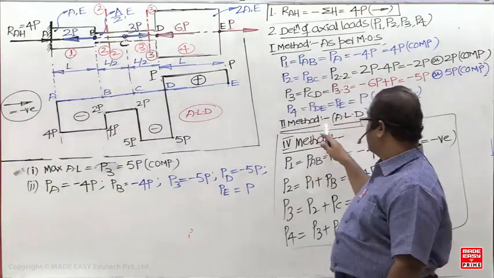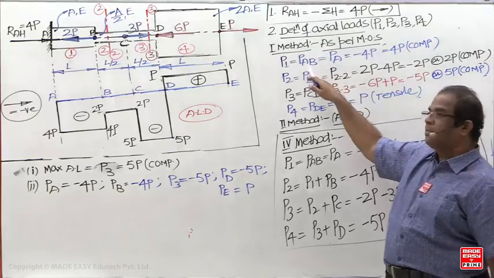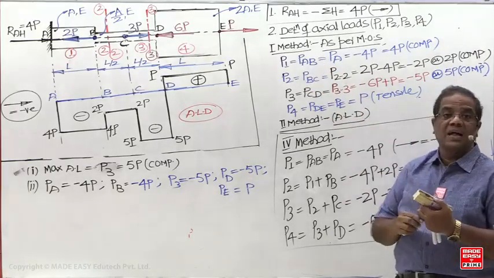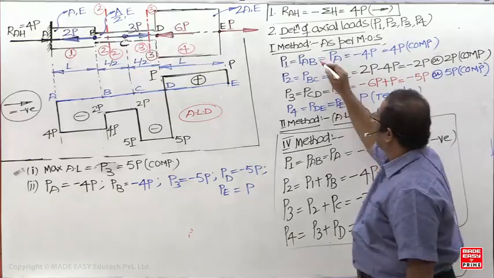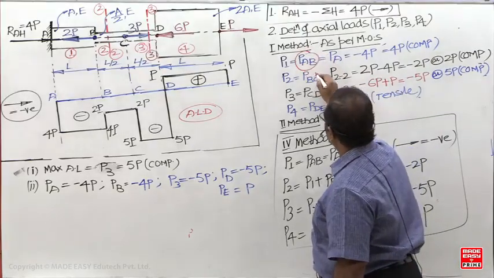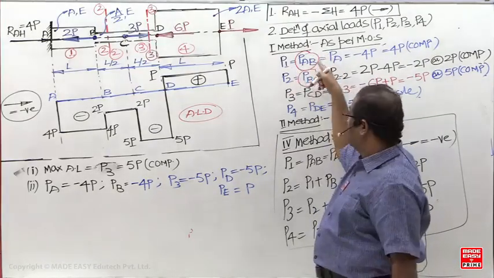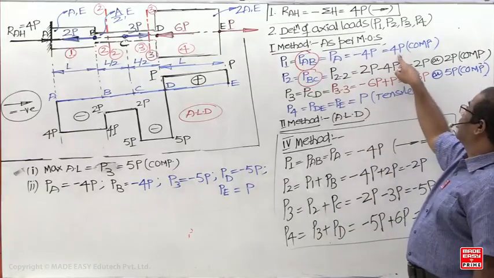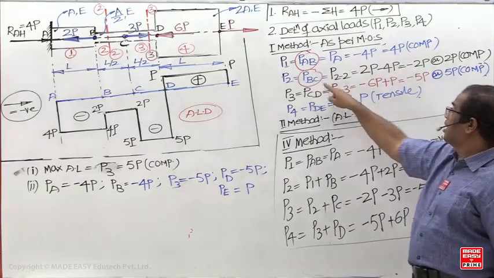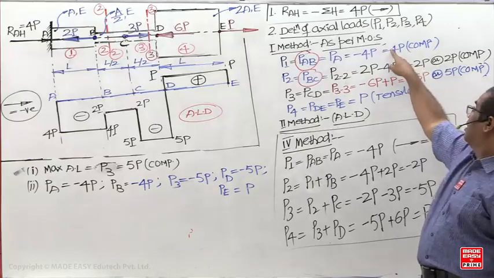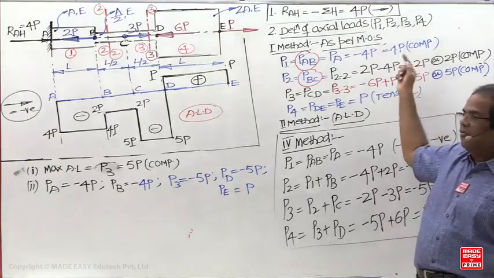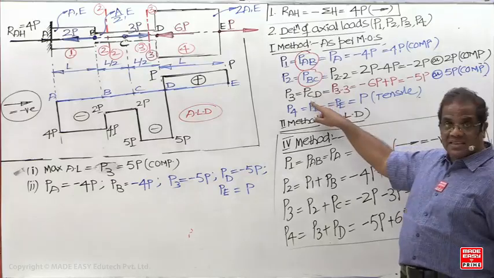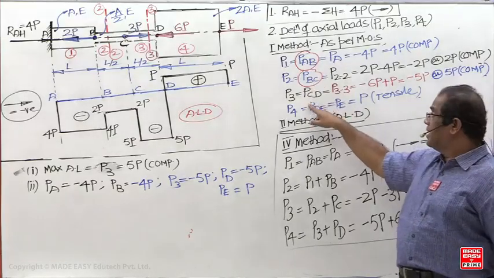Sir, if I use this method, how to get it? If you ask at B, B is the junction of AB and BC. I have to take the larger of these values. When B belongs to AB, the value is minus 4P. When B belongs to BC, the value is minus 2P. The larger value is minus 4P.